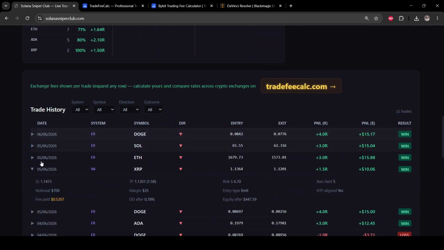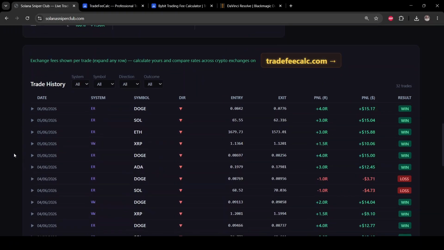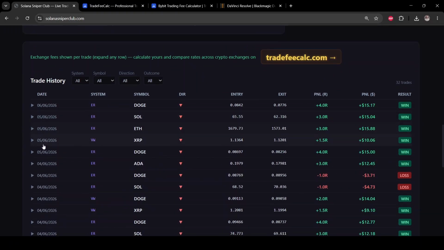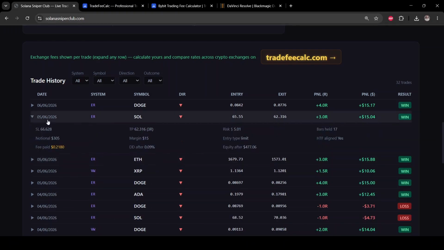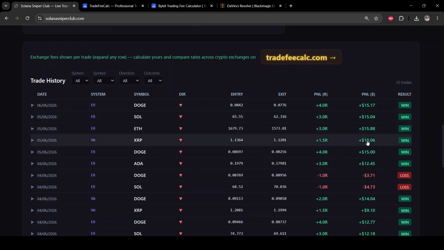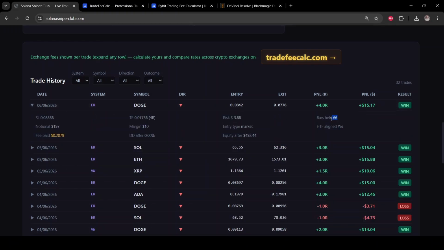So let's quickly just see how the 5th of June went. We had an awesome day. The bot had 5 trades, 5 wins, 4 trades, 4 wins. And this one from Doge, it opened on the 5th and closed on the 6th as well. It was held for roughly 66 bars.